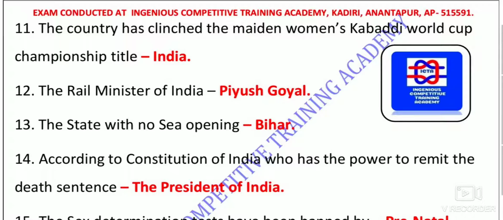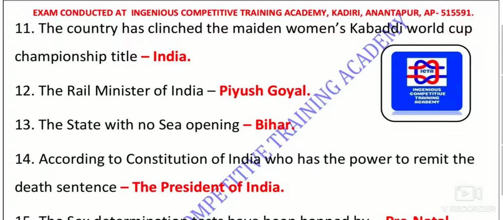The state with no sea opening, it means the state has no coast at all. That is Bihar. We knew that Gujarat and Andhra Pradesh are coastal areas, but not Bihar. According to the Constitution of India, who has the power to remit the death sentence? We knew that the President of India has the power to cancel or remit the death sentence of any person in any kind of case.